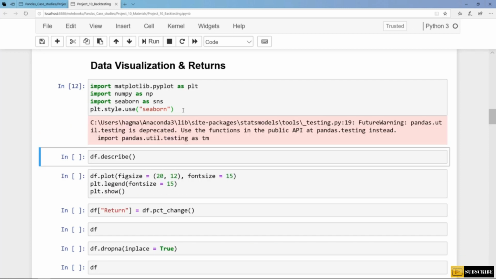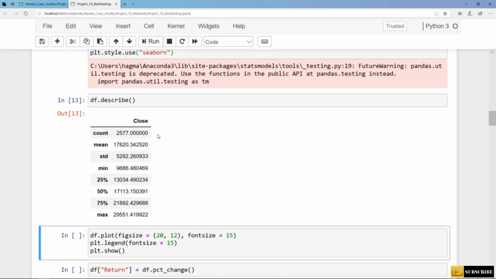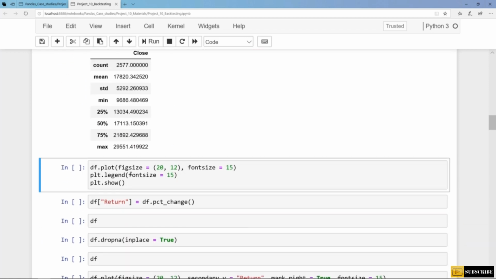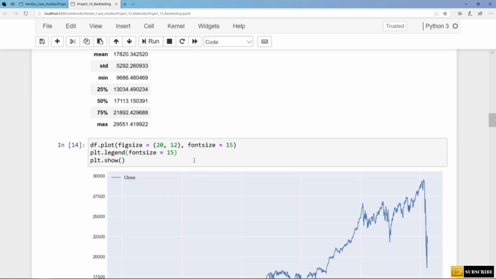And first of all, we can further analyze the data frame df by getting some summary statistics with describe. And for instance, here we have the average or the mean price over the period, or we can also see the minimum price or the maximum price. And we can also visualize and plot the price over time with a line plot. So we simply use the plot method here, and we want to have a figure size of 20 by 12. And we also enable the legend.